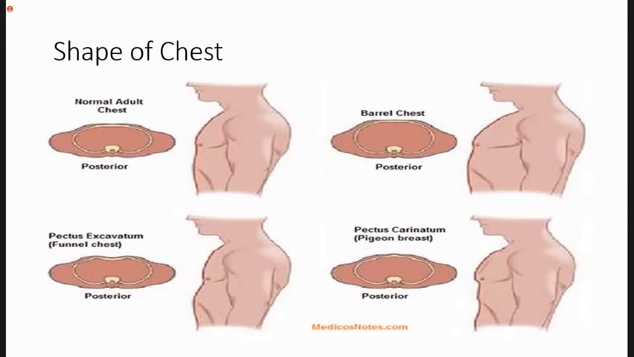Pectus excavatum is another common chest deformity which you can see in your clinical practice. It's also known as funnel chest. Normally, funnel chest is when there's a localized depression at the lower end of the sternum, and usually it is a developmental anomaly. Pigeon chest, pectus carinatum, is where prominence of the sternum and costal cartilages occurs.